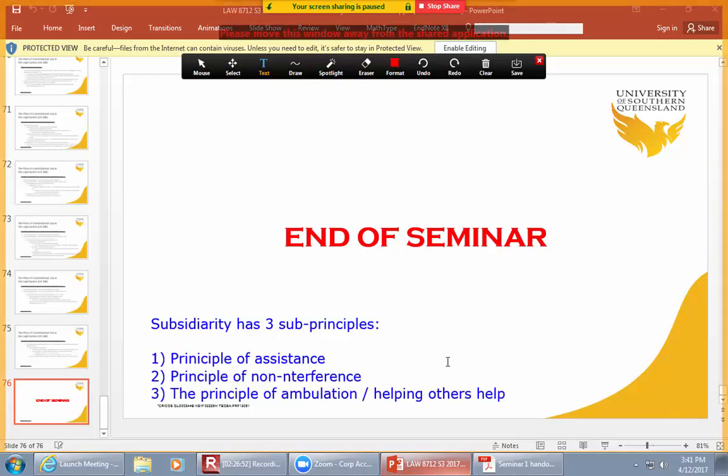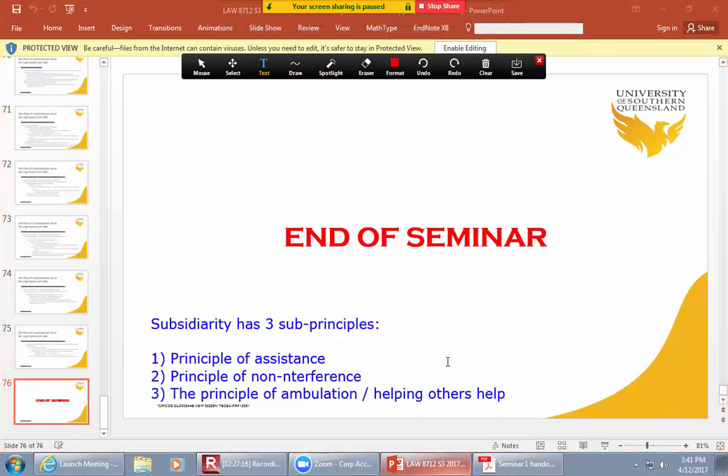So if the state is incompetent, that cannot be a static state of affairs. So we're not going to say, hey, hooray, the state is incompetent, let's make sure they stay incompetent forever. There's an ambulation under subsidiarity that says that you then need to help the state become competent.